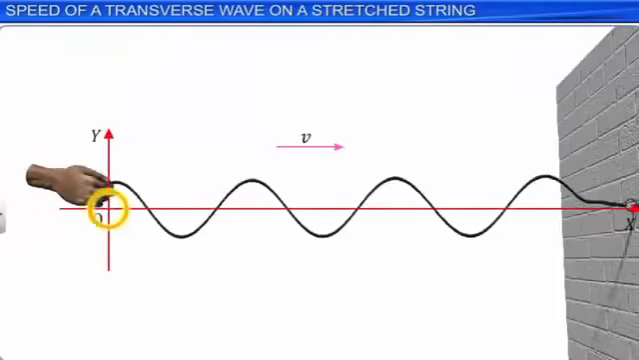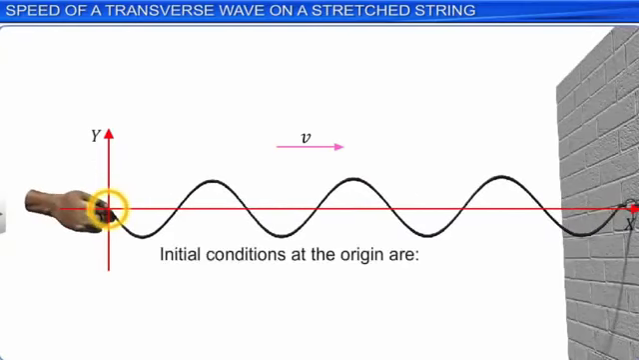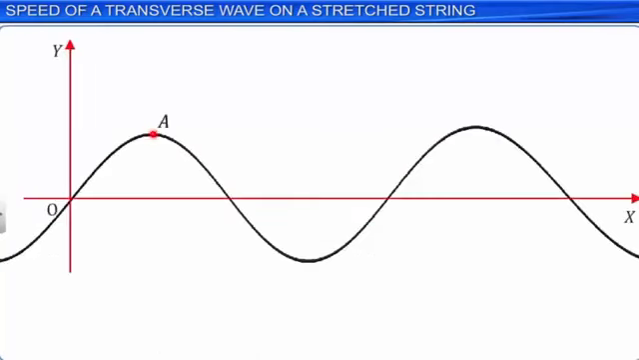Let's consider a propagating wave that is generated on a stretched string. The initial conditions at the origin are time t is equal to 0, x coordinate x is equal to 0, y coordinate y is equal to 0, and phase angle of the wave phi is equal to 0. Let us mark a point A on the string. After a time t, the wave has traveled a distance x, and the particle A is situated at a distance x from the origin and is now at the crest of the wave.